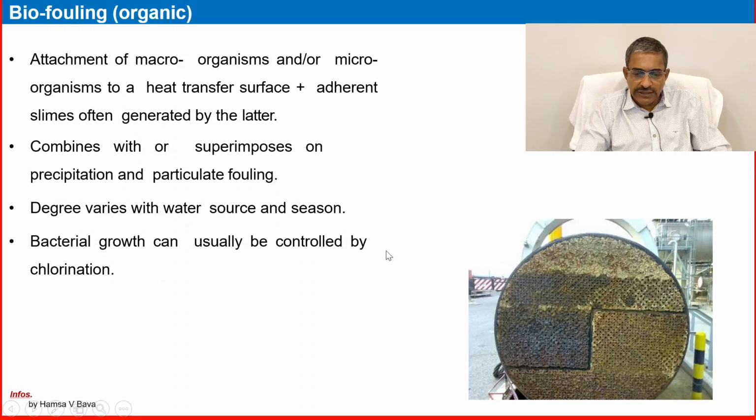Biofouling, which is organic, is the attachment of macroorganisms or microorganisms to the heat transfer surface, plus adherent slimes often generated by the latter, combined with or superimposed on precipitation and particulate fouling. The degree varies with water source and season. Bacterial growth can usually be controlled by chlorination.